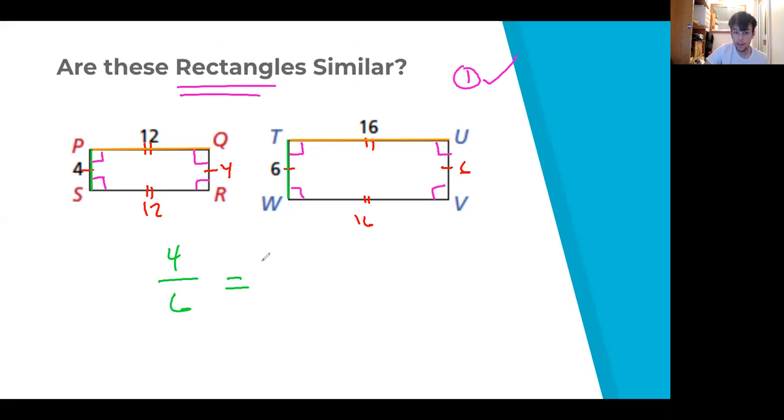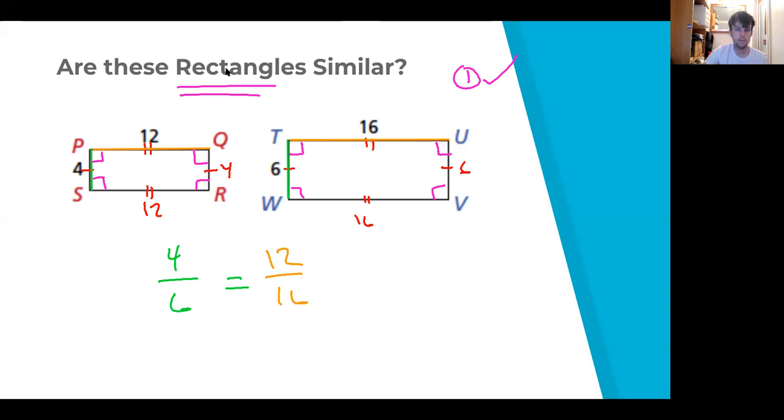So let's see, is that equal? Is it equal to 12 over 16? Notice I took on top in the numerators a side of the smaller rectangle, a side of the smaller rectangle, and then in the denominators, I have the bigger rectangle. Anyway, are these equal? Well, no, they are not.